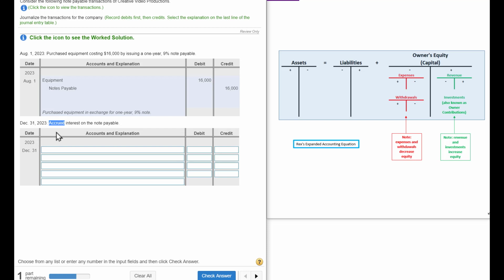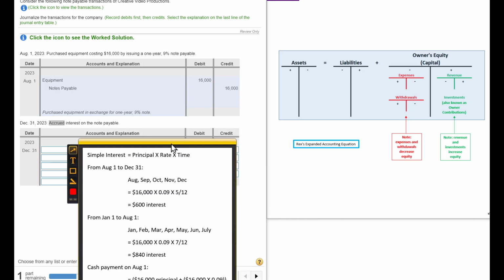And what does accrued mean? Accrued means something is accumulated, in this case interest. So interest is accumulated but is not yet paid. Now notice we're not going to pay it on December 31st. We just need to show how much interest we owe. So now we have to calculate how much interest we owe.